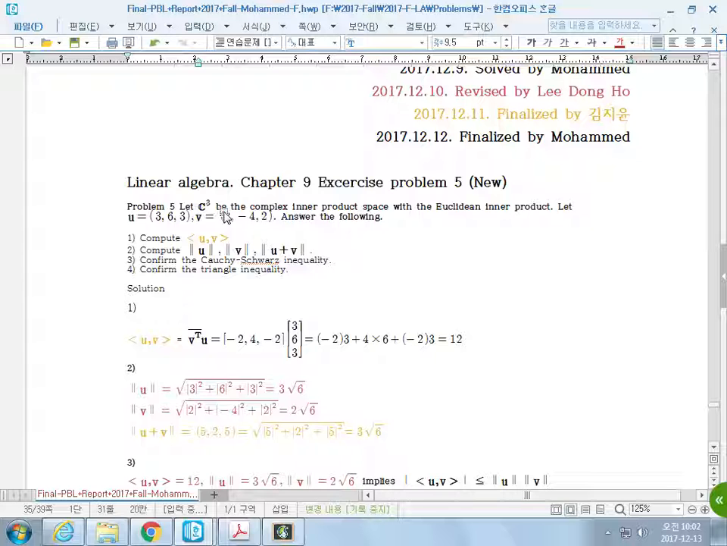we let C^3 be the complex inner product space with the Euclidean inner product. Let U be 3, 6, 3 and V be 2, minus 4, 2. We have to answer the following: compute the inner product of U and V, compute the norm of U and the norm of V, and the norm of the addition U plus V, confirm the Cauchy-Schwarz inequality, and confirm the triangle inequality.